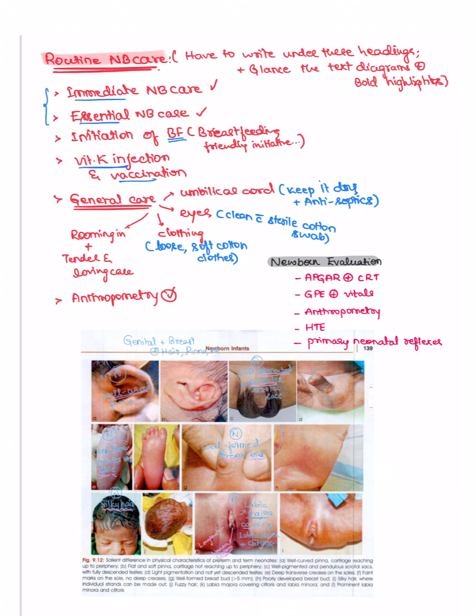In routine newborn care, you have to write all the following. The first thing you have to do is immediate newborn care, which you have already discussed, that is TABC, registration has to be done. And essential newborn care, the 5 C's have to be kept in mind. And the third step will be initiation of breastfeeding. And the fourth step will be giving vitamin K injection and vaccination of the child. And the fifth step will be general care of the child, which I have already stated over here.